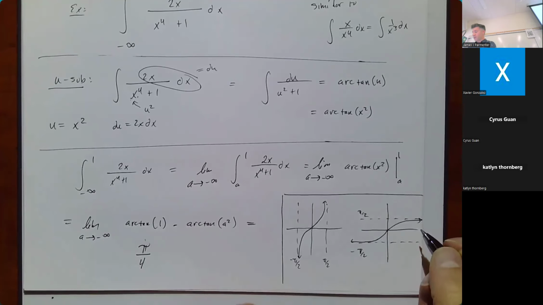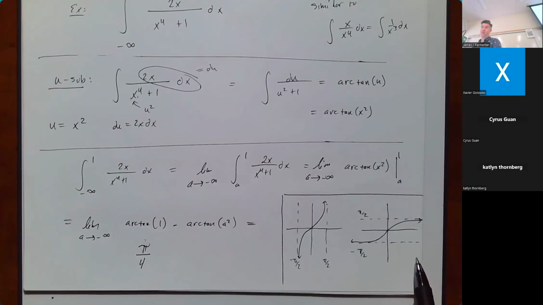So if the argument of the function is getting very, very positive, going to infinity, then the actual arctangent function itself is getting closer and closer to positive pi over 2. If the inside of the arctangent function were going to negative infinity, then the values would be getting closer and closer to negative pi over 2.